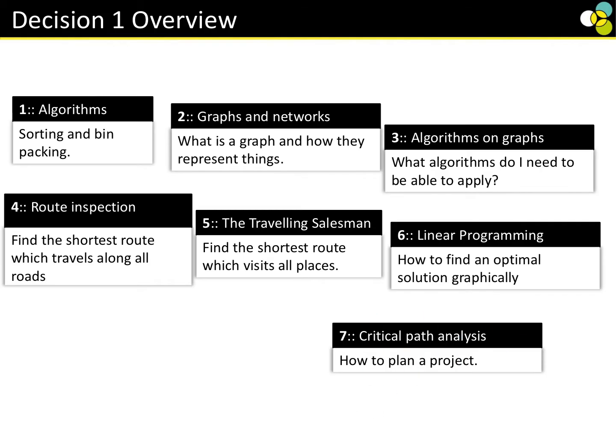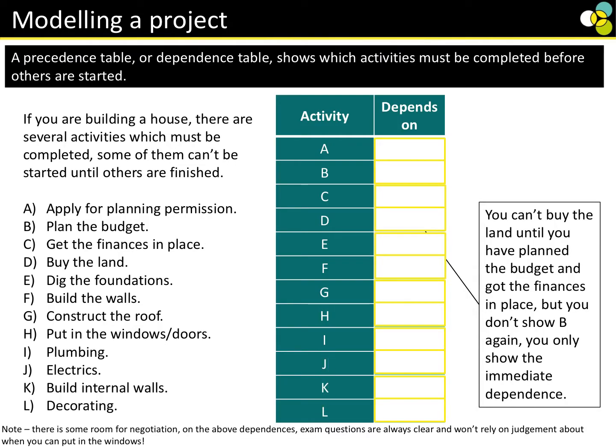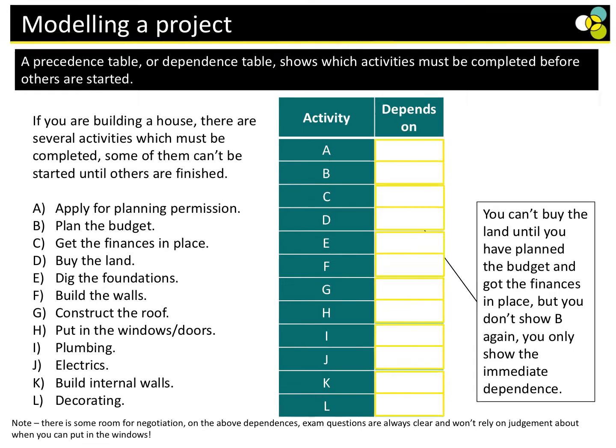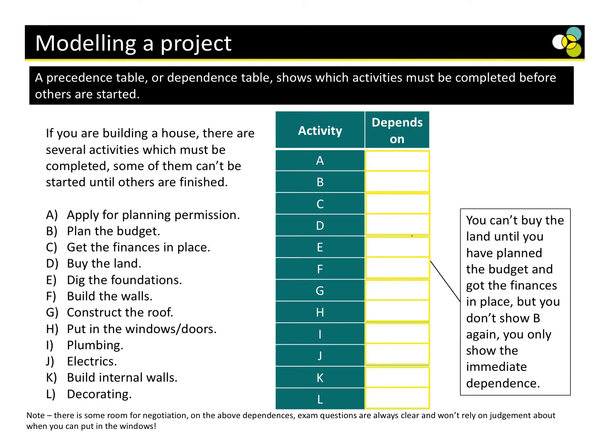Now, some of you may have used CPA, especially in computing, because planning a project is about time management and what's effective. Okay, so a few terms. When we model a project, we have something called a precedence table. This is a precedence table here. It shows which activities depend on what.